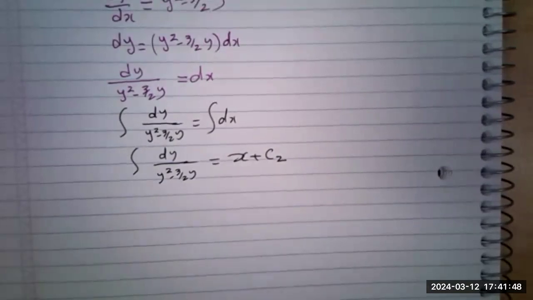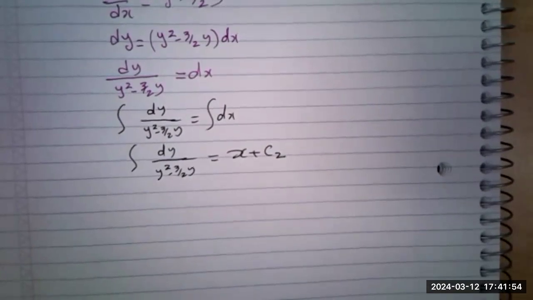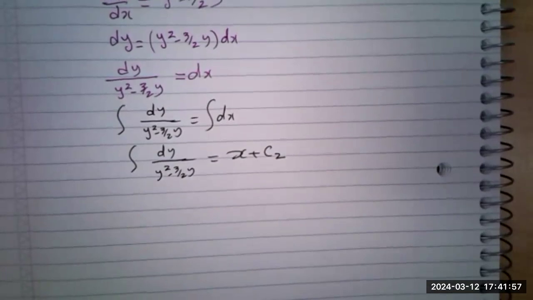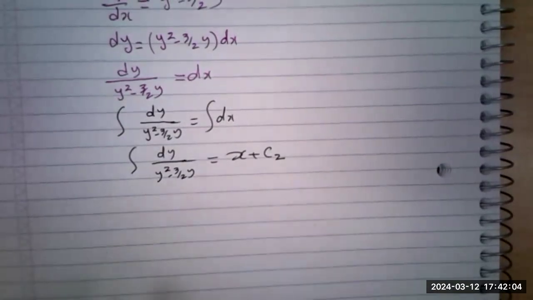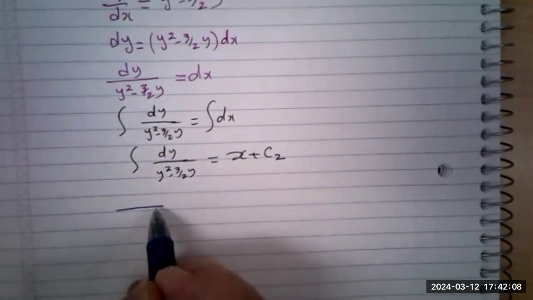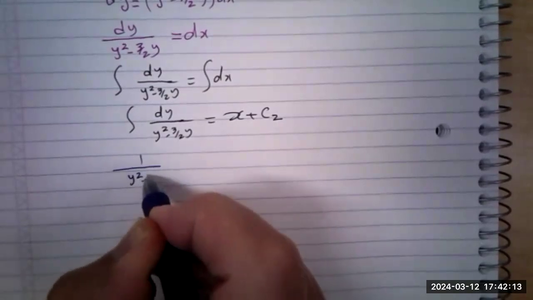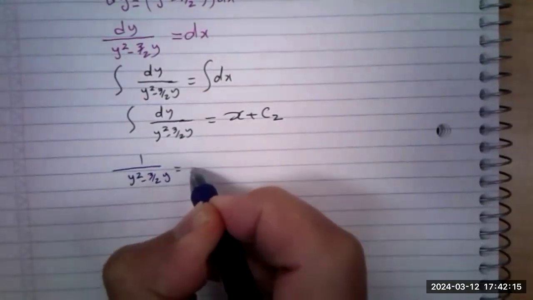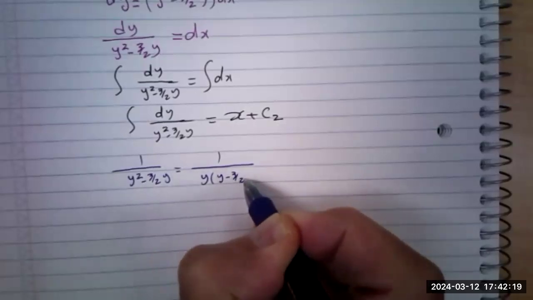And you have to find this integral. Okay, how can we find it? Inverse secant? No. y squared minus 3/2 y is factorable. Okay, you need partial fractions. So you know it can be done easily. So partial fraction, I do the partial fraction first. So that's y squared minus 3/2 of y. You factor out the y, that gives you y times y minus 3/2.